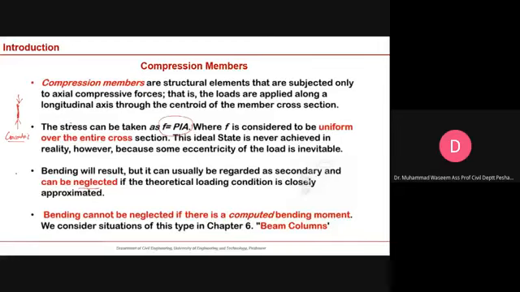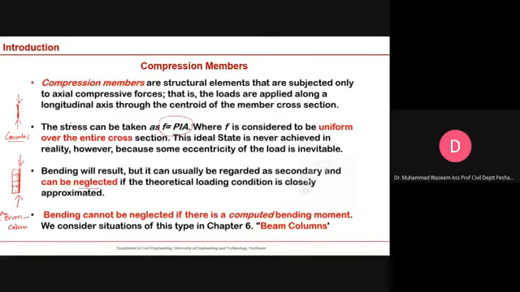But we have another type of member that we call beam column. If you have axial load acting on the member, and at the same time some lateral load acting on the member, for example, a column which is exposed to wind load, this member we call a beam column. In a beam column we have bending moment. So we will consider the bending moment if we are analyzing or designing a beam column. But if we are talking about a pure compression member, it does not have the bending moment.